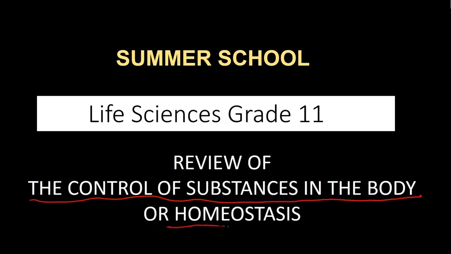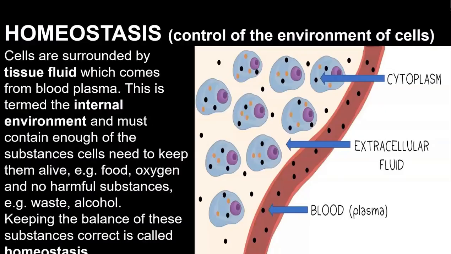Or you might have heard the word in your lessons that is called homeostasis. What is this all about? Homeostasis is controlling the environment of cells. So first of all, we need to have a look at cells.